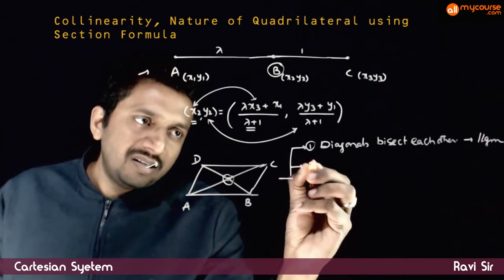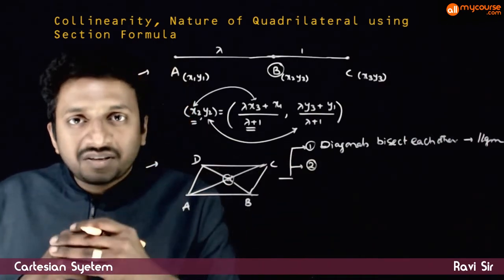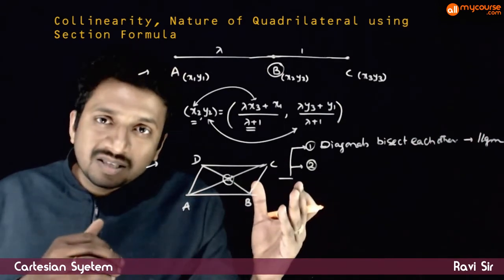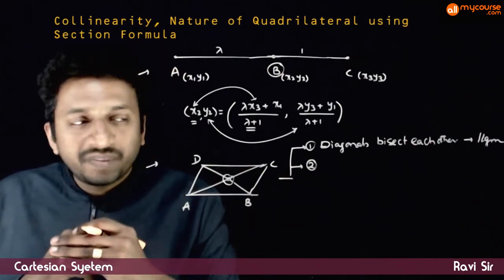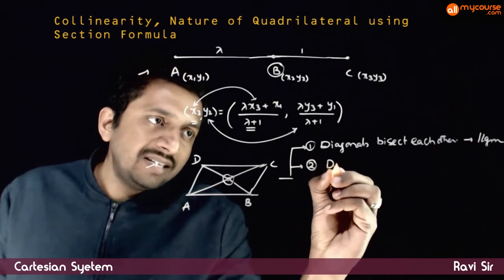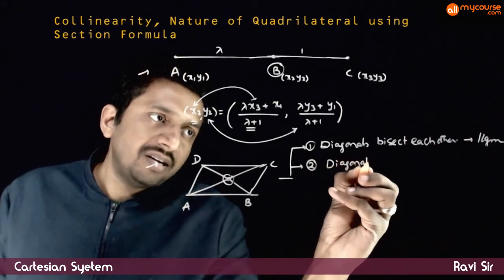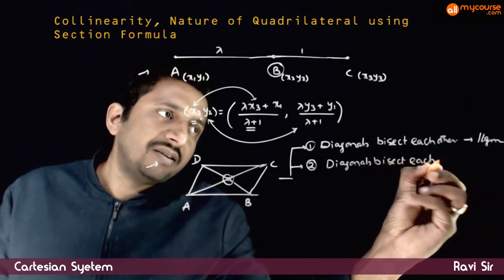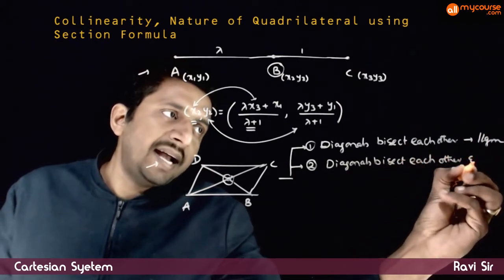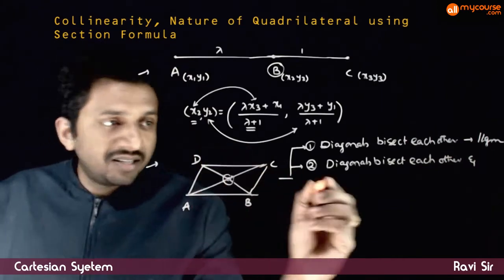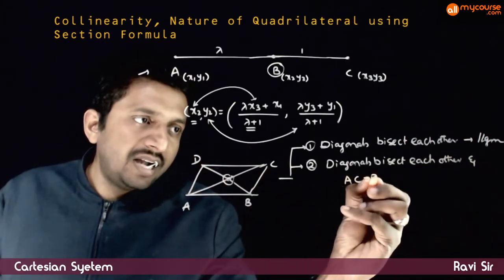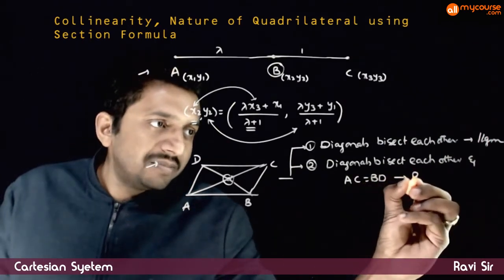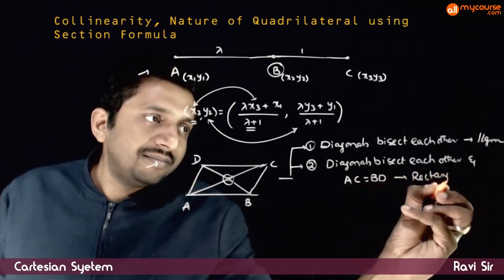Next, the more additional conditions that get satisfied, the more specific the figure becomes. So diagonals bisect each other and the length of diagonals is also equal. That means it becomes a rectangle.